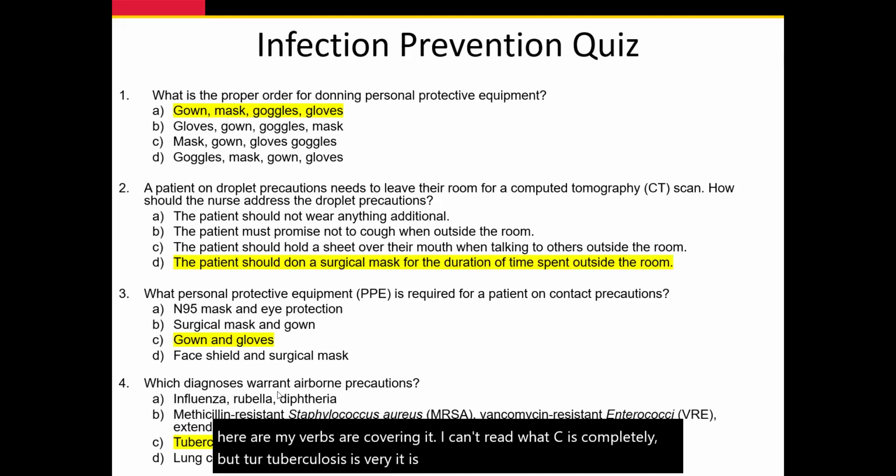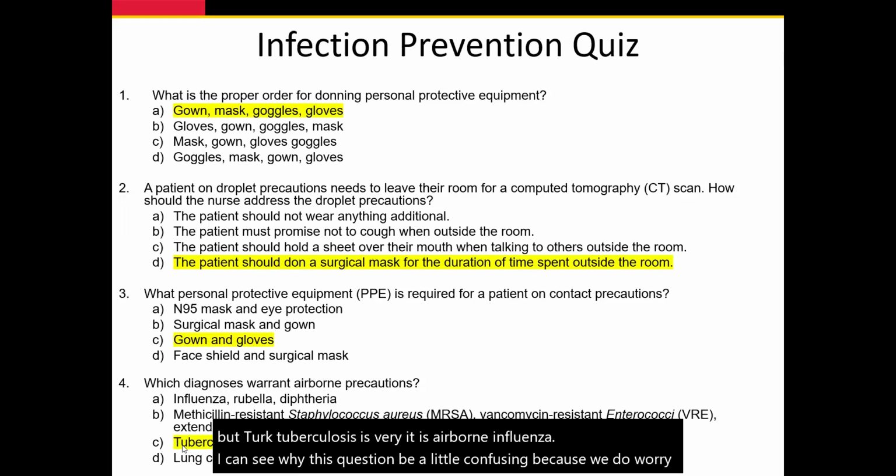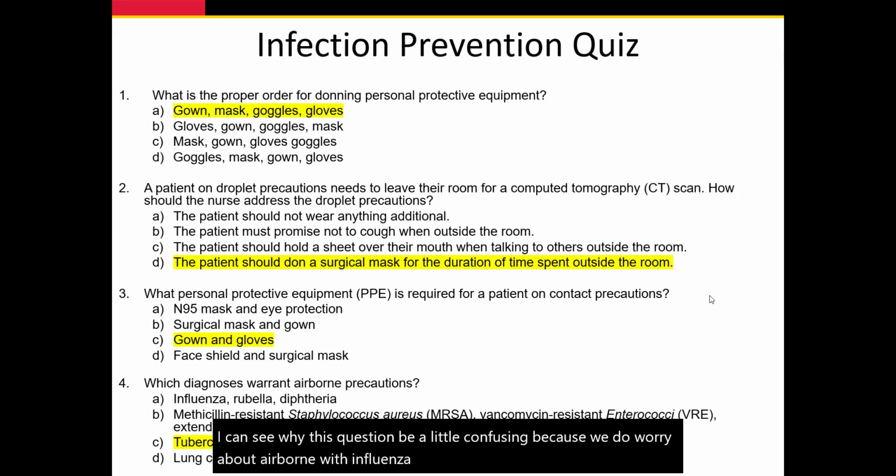Influenza, I can see why this question might be a little confusing, because we do worry about airborne with influenza as well. Tuberculosis is something that we really are aware that we have to use the utmost in respiratory precautions with, because of the way it's spread. They have to be in a specific room for that. So it's tuberculosis, measles, and disseminated herpes zoster. Yeah, all are airborne.